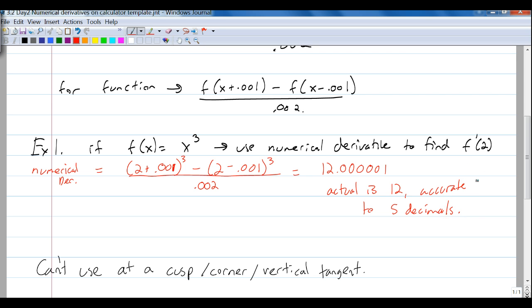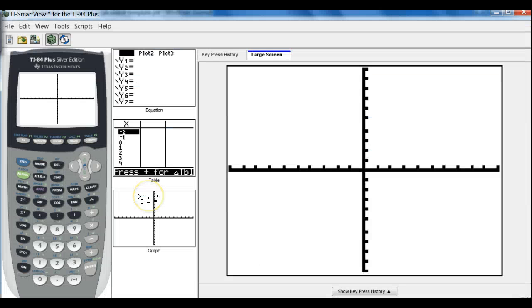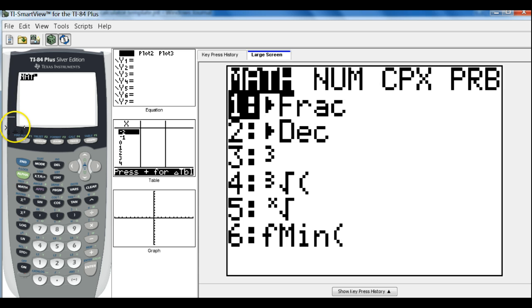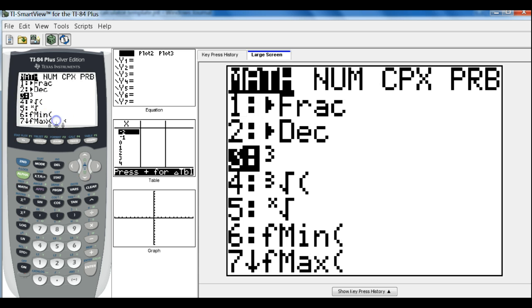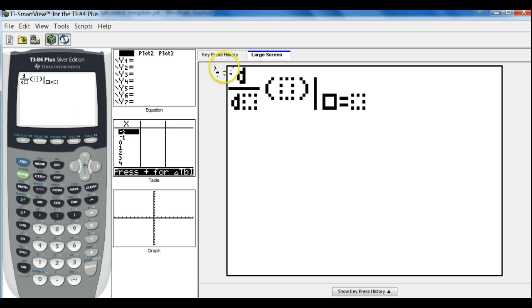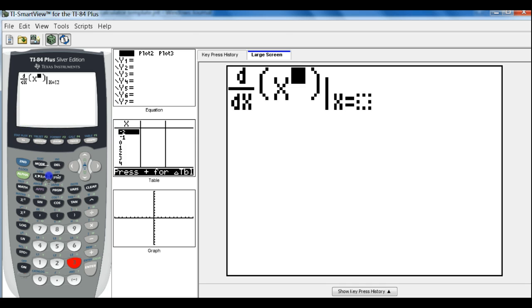So let's look at how you do this on the calculator. If you have the new MathPrint, you can clearly see what you do. First of all, you go to Math, and then go down to, I believe, number 8, which says nderiv. And there it is. This is basically the numerical derivative. You hit enter, and if you have MathPrint, it's going to set it up for you. We're taking the derivative with respect to x of the function x cubed, and I want to evaluate it when x is equal to 2. So that's what you plug in.